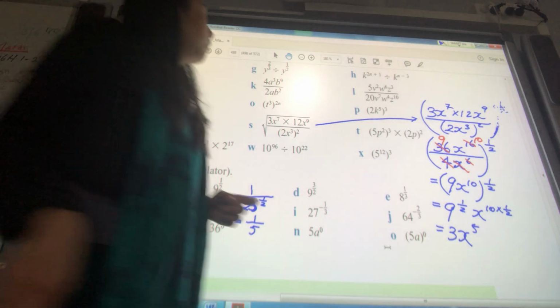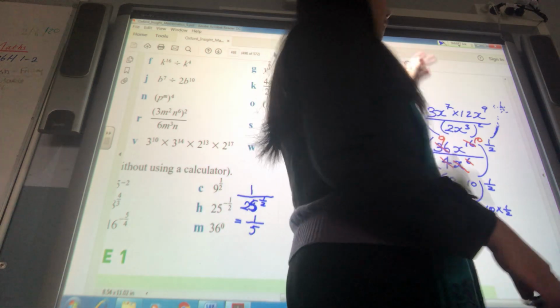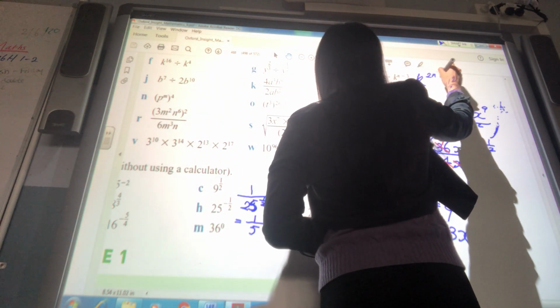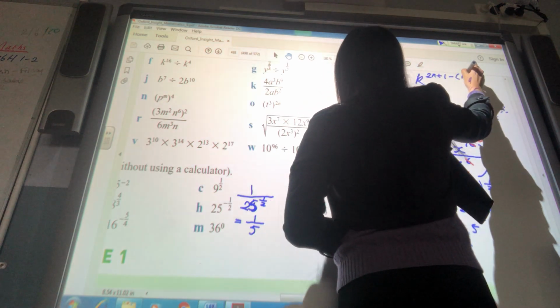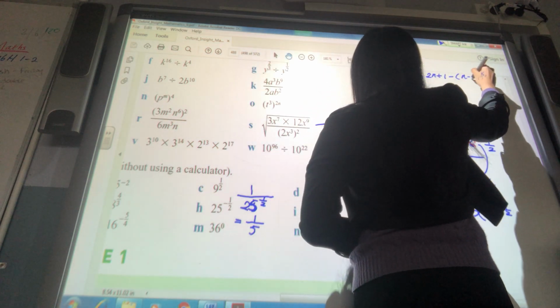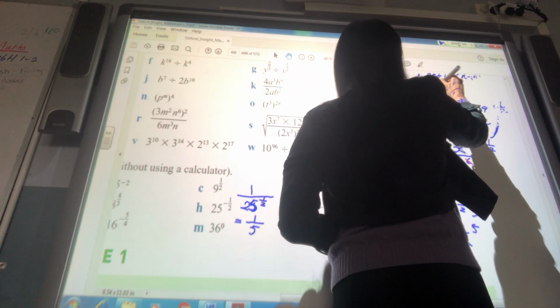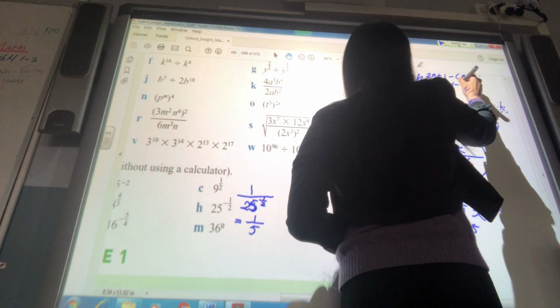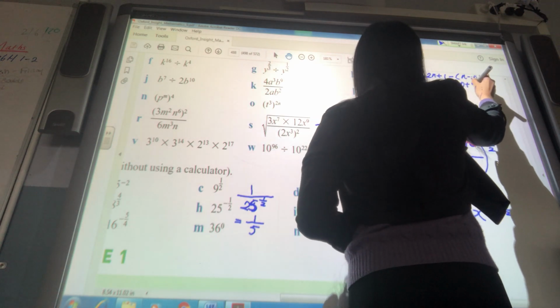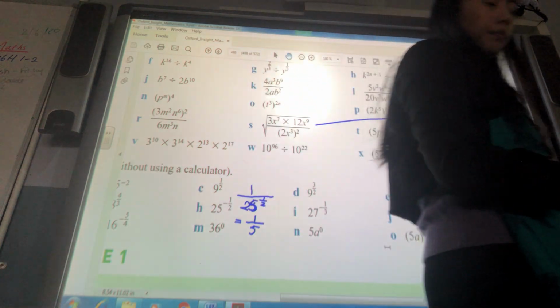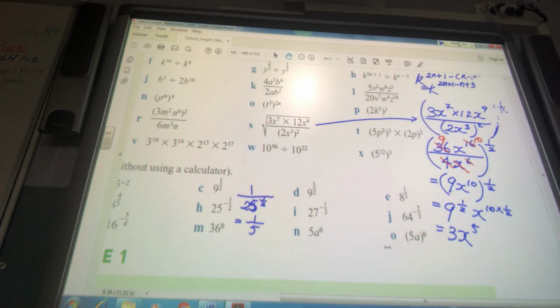Now you have division. So what do you do with powers? Minus. So you have k to the power of 2n plus 1 minus. Don't forget the brackets. And minus 3. And then this will be k to the power of 2n plus 1 minus n plus 3. And then you simplify that. That will be n plus 4. So k to the power of n plus 4.